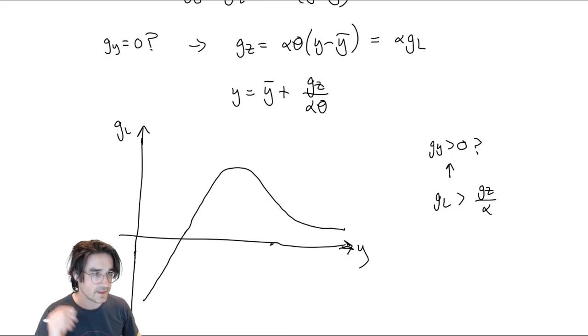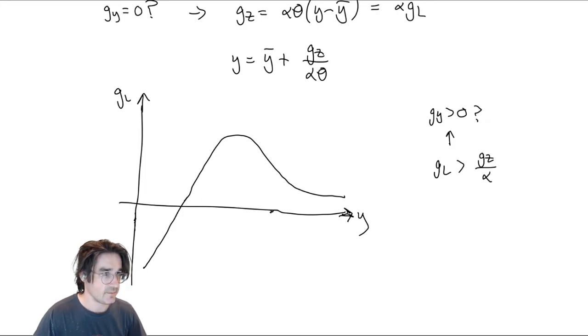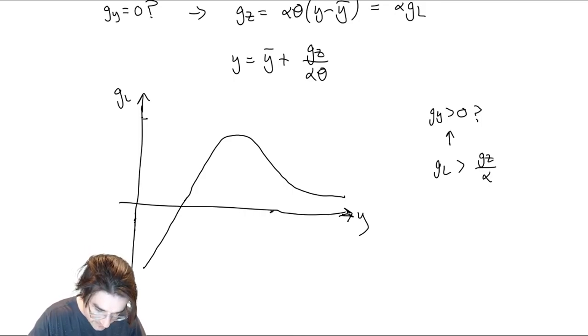So that's a point we can plot on this y-axis because it's sort of a boundary point in the GL space. The GZ over alpha, that's all parameter stuff, right? So that's just a number. But there's going to be different cases. So maybe I'll draw a boring case first, and then we're going to switch it up. Okay, so let's say this is GZ over alpha.